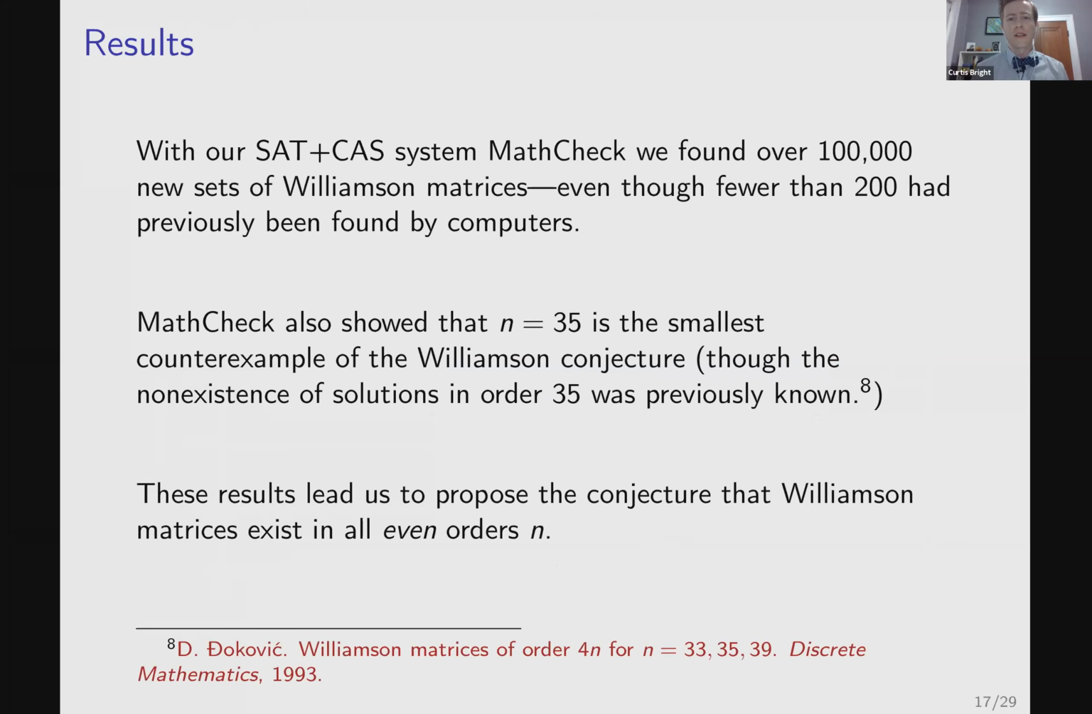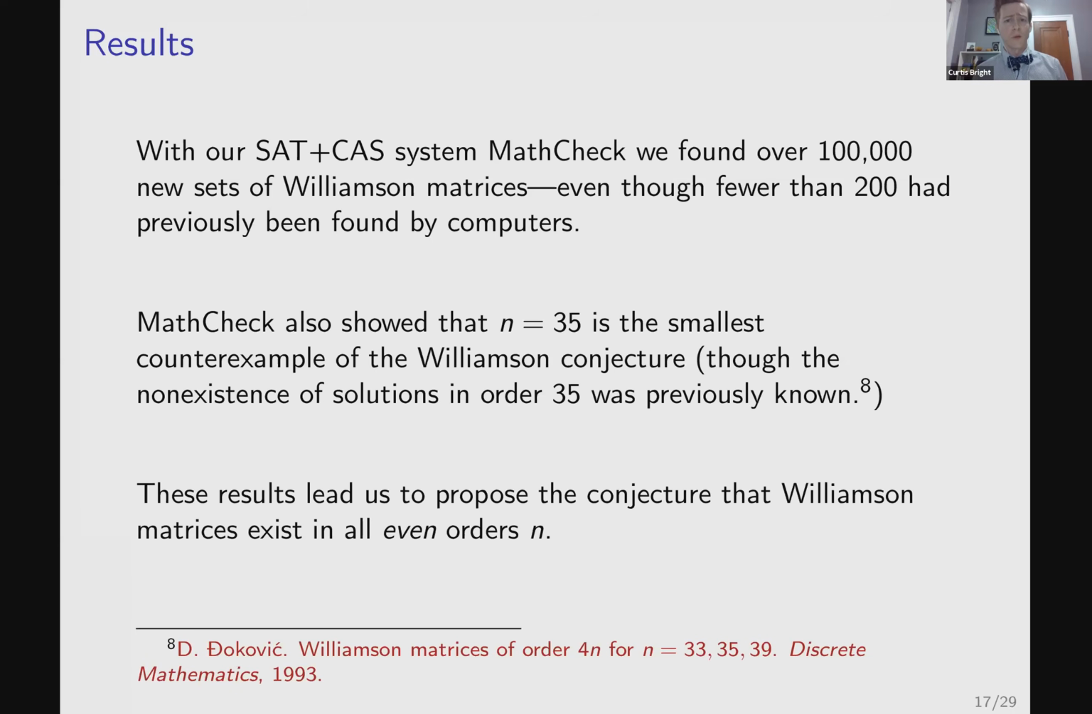Okay, so just to sum up the results here, we have found over 100,000 new sets of Williamson matrices, which was quite surprising to me at least, and some of the experts in the area, because previously around 200 had been found by computational means. It turns out that if you're searching an order which is divisible by a large power of 2, there turn out to be many more sets of Williamson matrices than, for example, in the odd orders. We realized this by just looking at the data, and that's how we were able to find so many new sets of Williamson matrices.